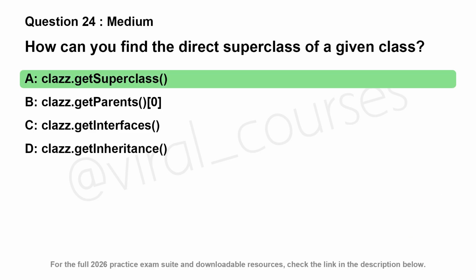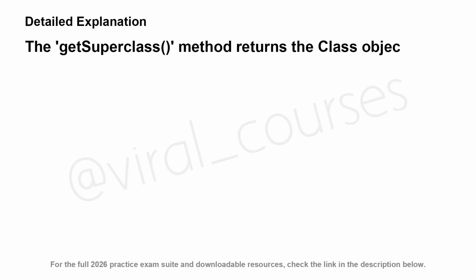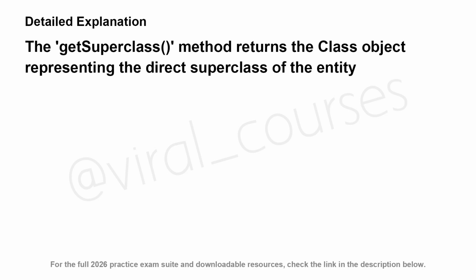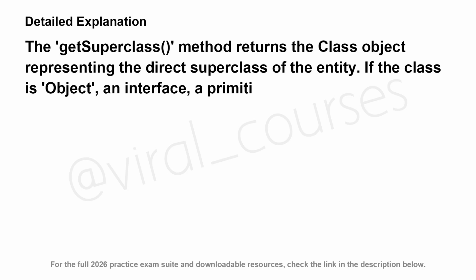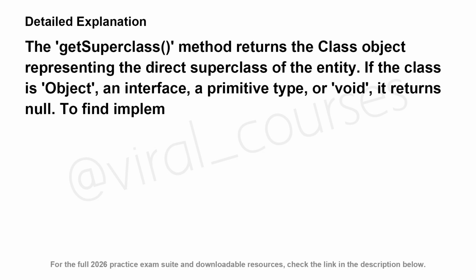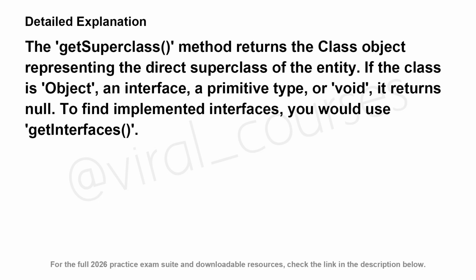The correct answer is A. The getSuperclass method returns the class object representing the direct superclass of the entity. If the class is Object, an interface, a primitive type, or void, it returns null. To find implemented interfaces, you would use getInterfaces.